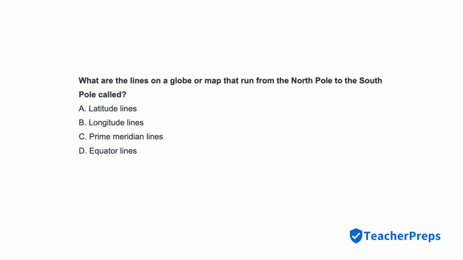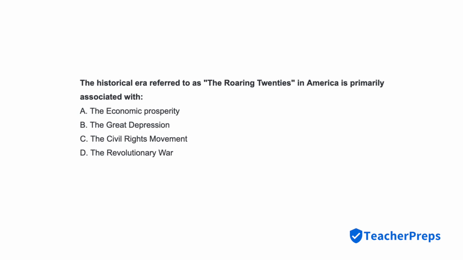What are the lines on a globe or map that run from the North Pole to the South Pole called? Correct response, letter B, longitude lines. The historical era referred to as the Roaring Twenties in America is primarily associated with. Correct response, letter A, the economic prosperity.